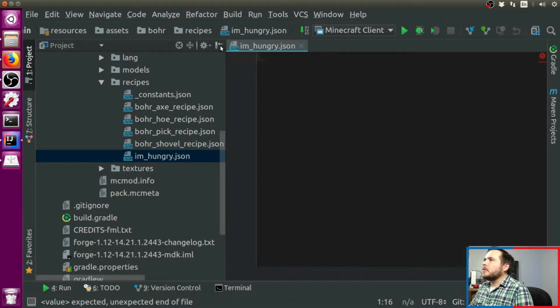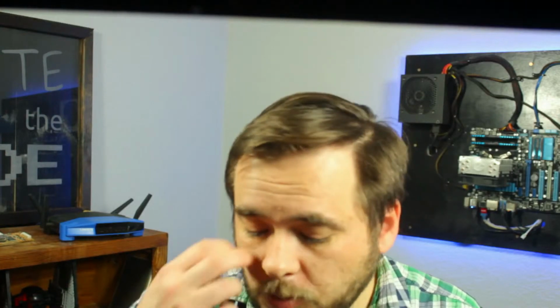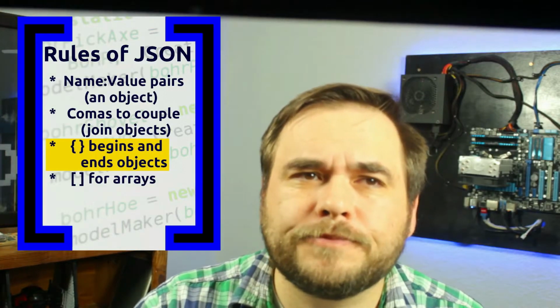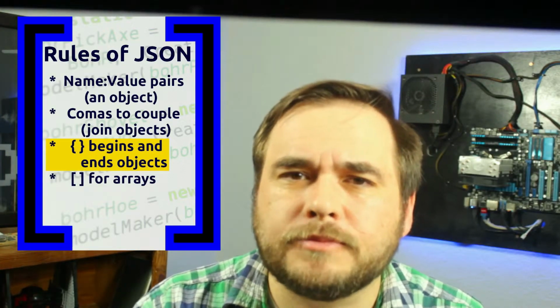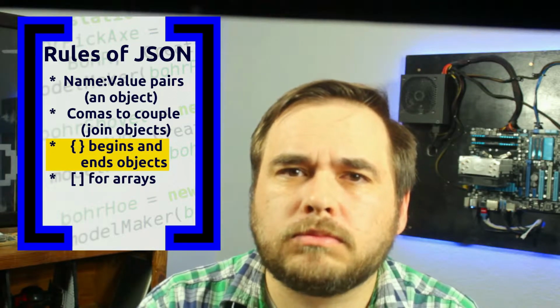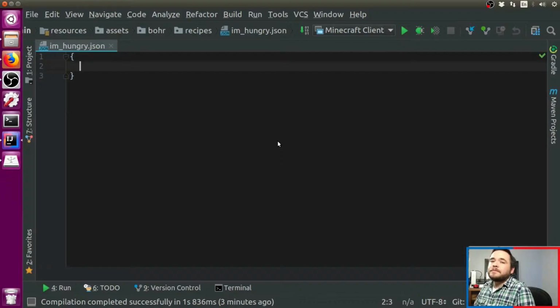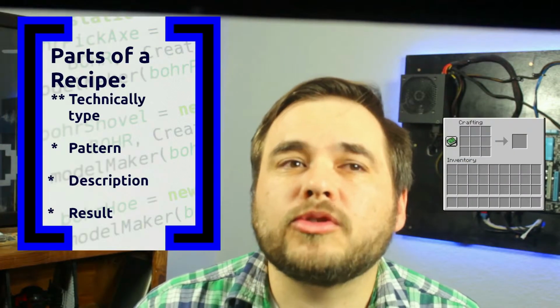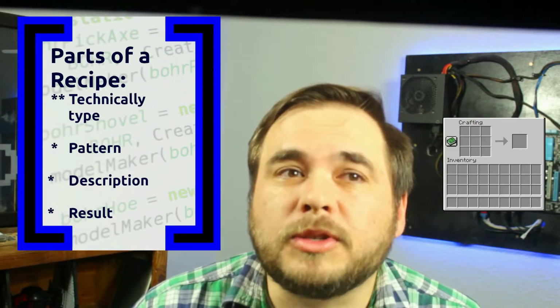And let's get this out of the way. All right, what do we know about JSON? Begins and ends with a curly brace. That's how we know where our objects are defined at. So far, so good. And Minecraft has 3 parts as far as its recipes go.